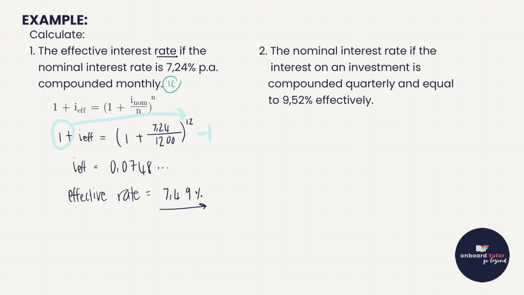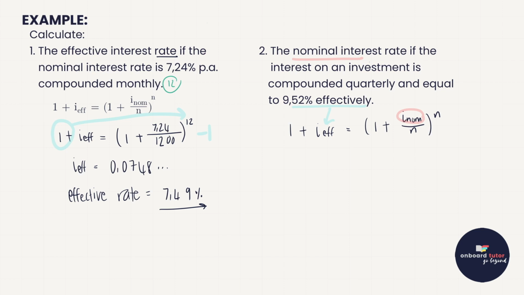Okay, so we need to know this formula: 1 plus i effective is equal to 1 plus i nominal over the number of compoundings, to the power of the number of compoundings. Now let's read the questions carefully to make sure we know what we want. Nominal interest rate is now the thing that is in question. They tell us that the effective rate is 9,52%.